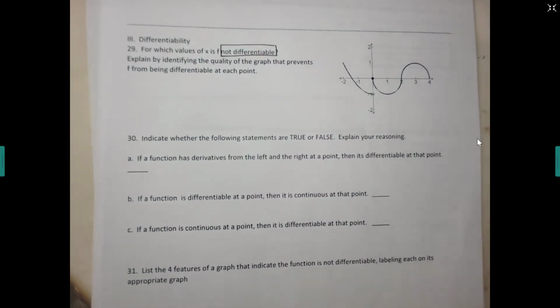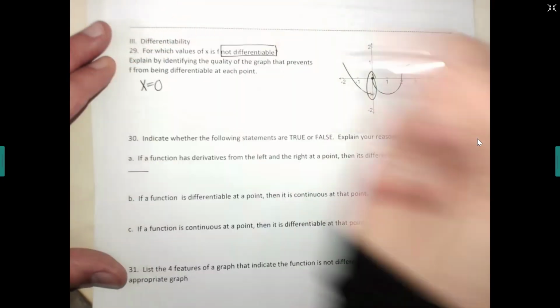Very good. All right, number 29. You are asked to find where the graph is not differentiable. There are 2 spots. Can you tell me one? 0. What's the type? A jump. Okay, it is a jump.